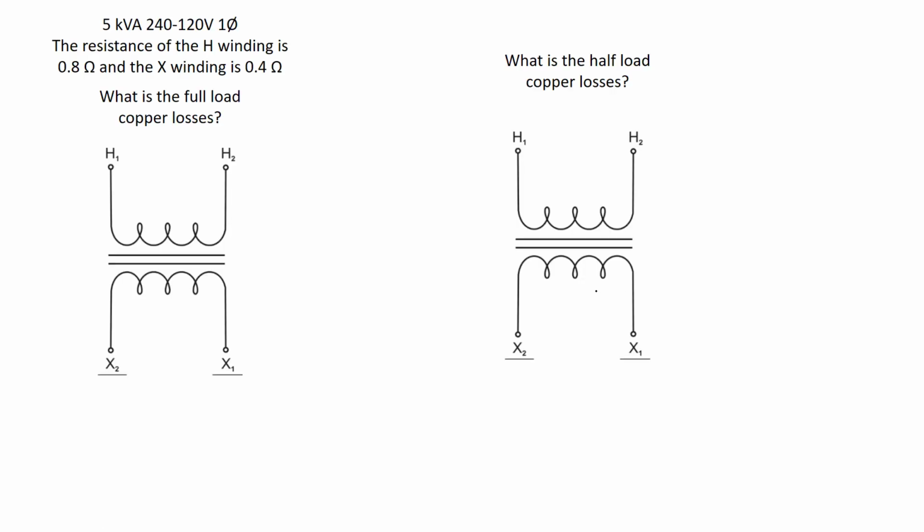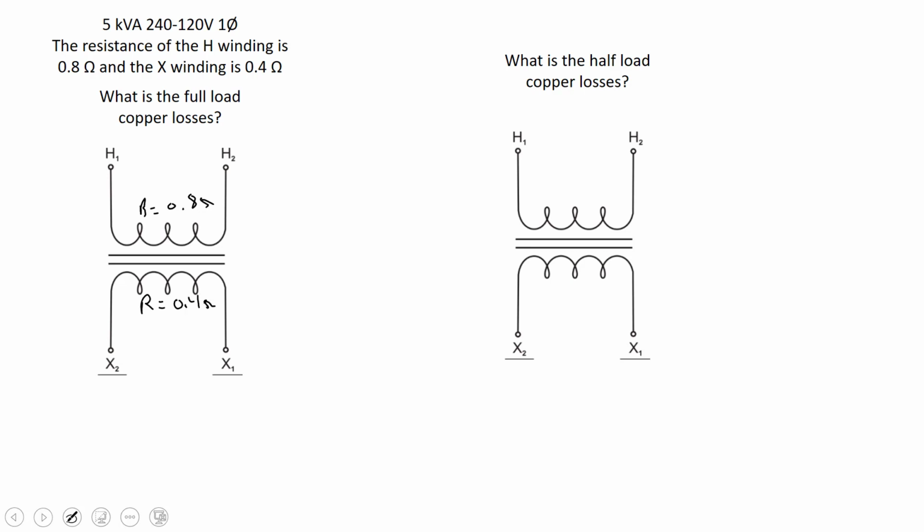So I got this example here. We have a 5 kVA transformer. It's 240 to 120 single phase. The resistance of the H winding is 0.8 ohms. So I'll just put that here. So this is your H winding. And the resistance of the secondary or the X windings here is 0.4 ohms.